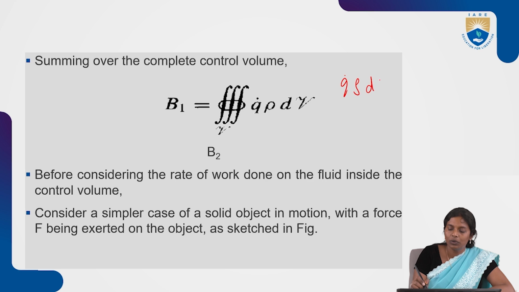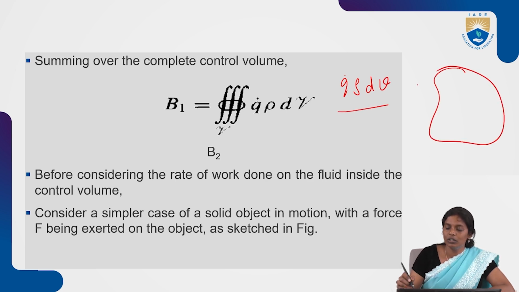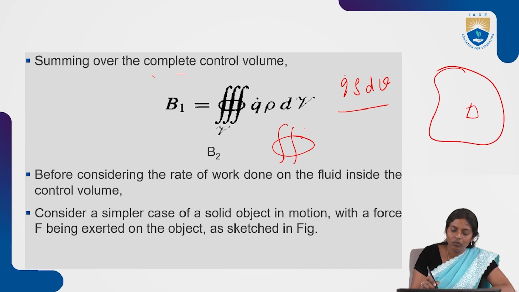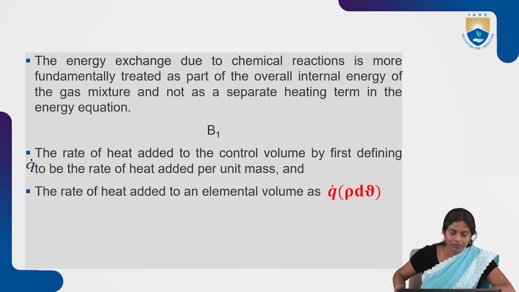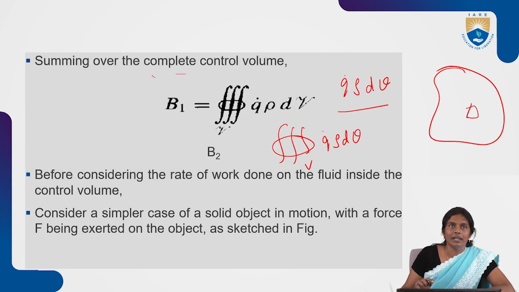It is added to the control volume for the small elemental volume. If you are considering a control volume, inside that one small element. So if you want to see the overall control volume, what will it be? It will be the volume integral of q dot rho dV. So this is the overall term for the rate of heat added, right?